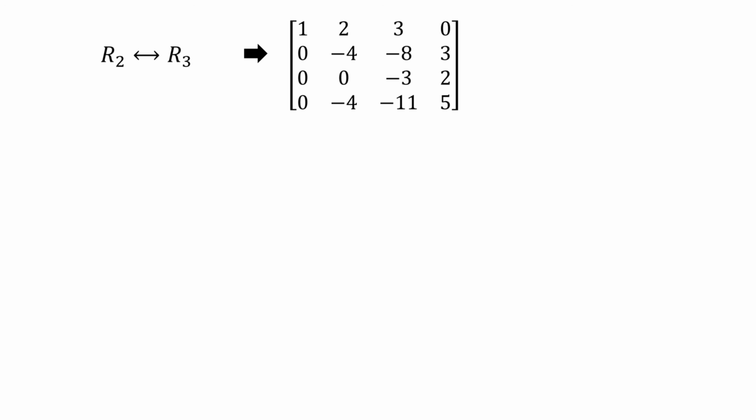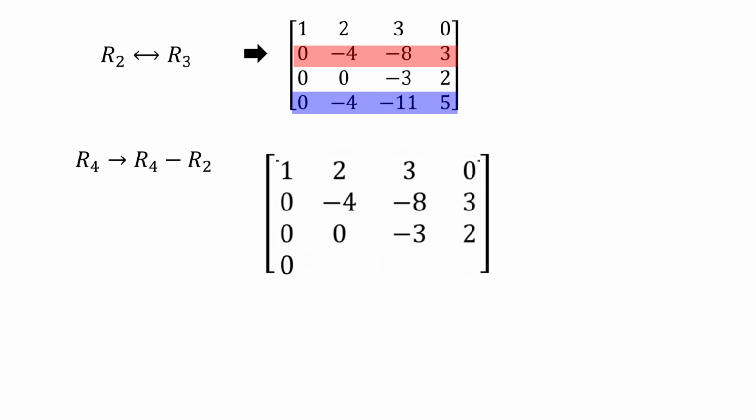For the next step, we try to make these elements as zeros using R2. The first element is already 0, so we just have to perform R4 as R4 minus R2. So it's minus 4 plus 4, minus 11 plus 8 and 5 minus 3.